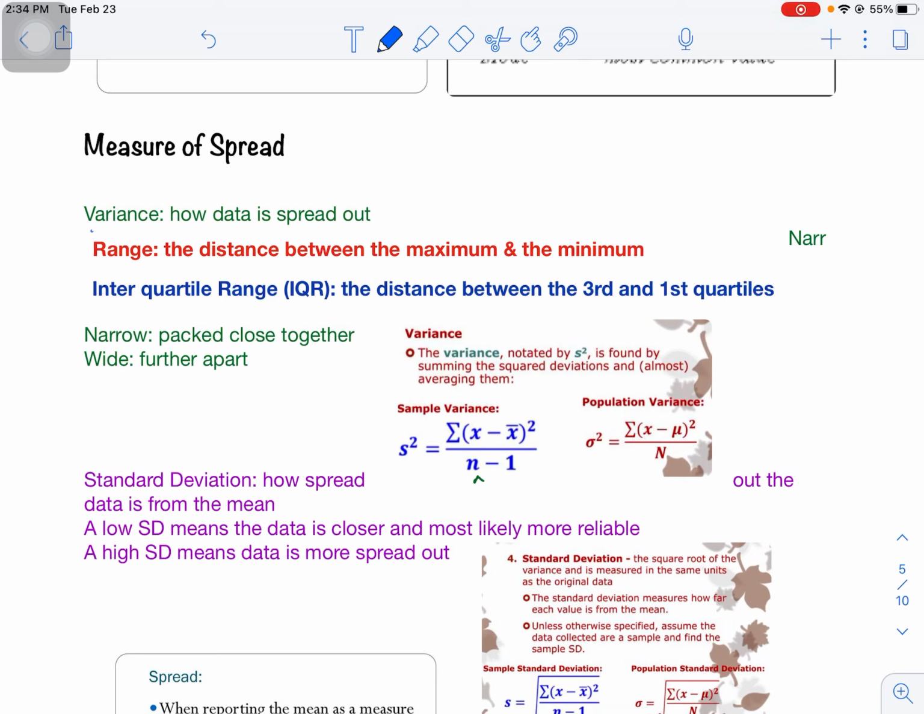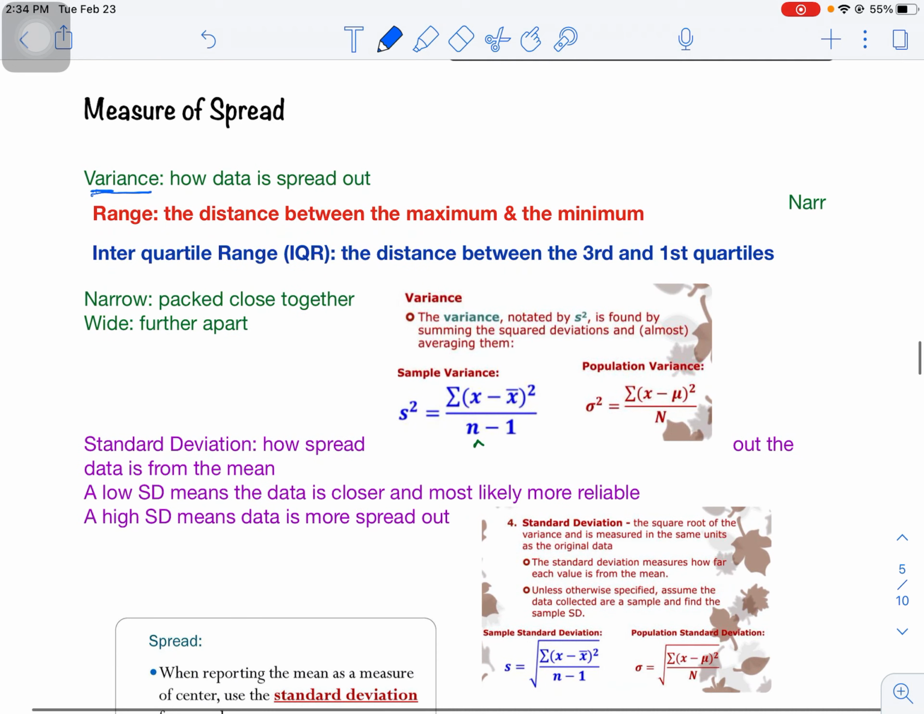So variance is a word that we use to talk about how things vary. Think about the root of the word: vary. Variance is how data is spread out. One way we tell about that is range. Range is the distance between the maximum and the minimum, or the difference between the maximum and minimum. Interquartile range is the distance between the third and the first quartiles. We do those in box and whiskers.